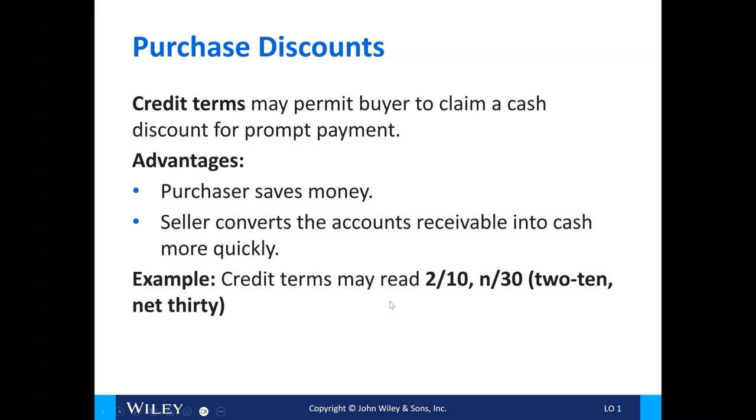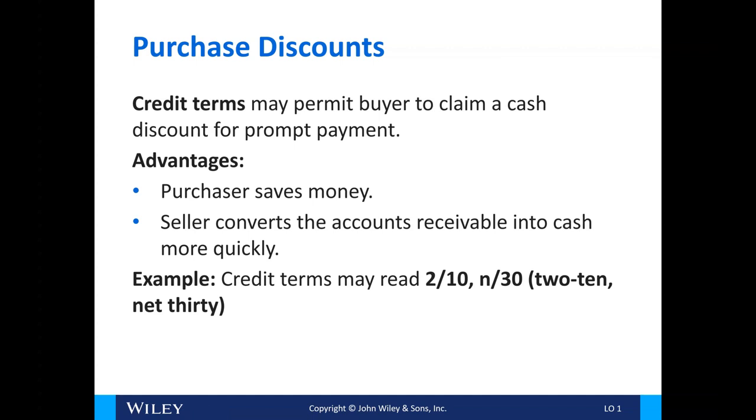So let's say that I buy something for $10,000 and 2/10, net 30. So I buy it on January 1st and I pay the vendor on January 9th. All right, so that's within the 10-day window. So I get the 2% discount. So I don't pay them $10,000. I pay them 9,800 or something like that.